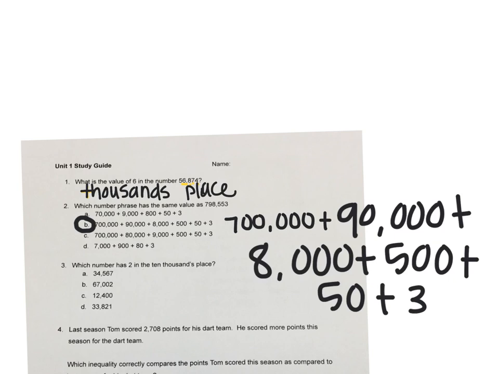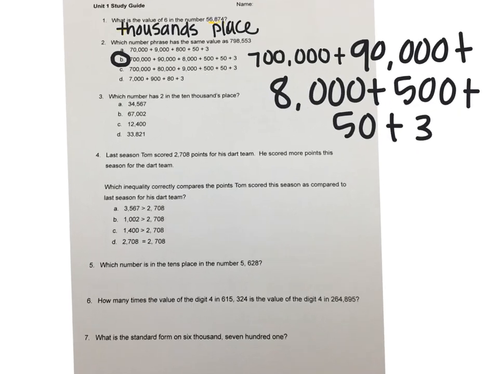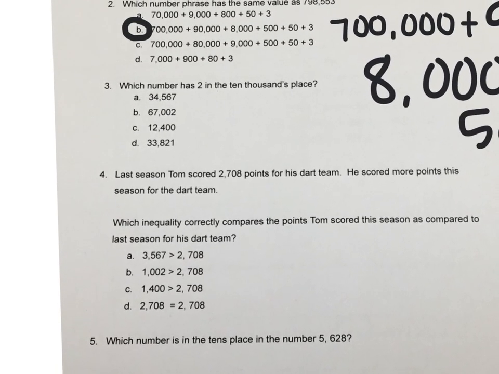Alrighty. Number 3, which number has 2 in the 10,000s place? Now actually, there was a typo on this copy and it is fixed on your copy, but we're going to fix this right here. Yours just says which number has a 2 in the thousands place, not 10,000s. So sorry that I didn't fix my copy.